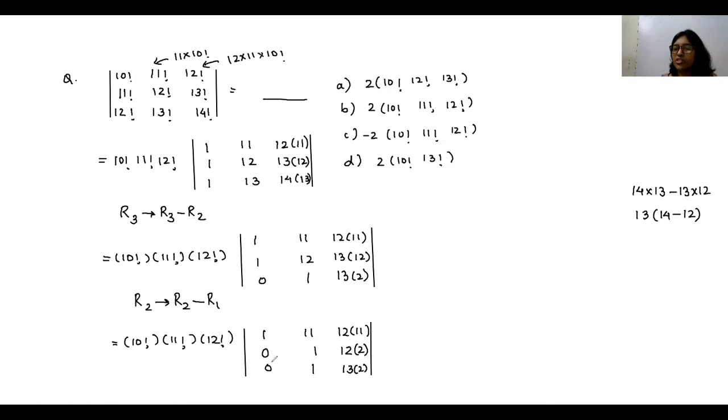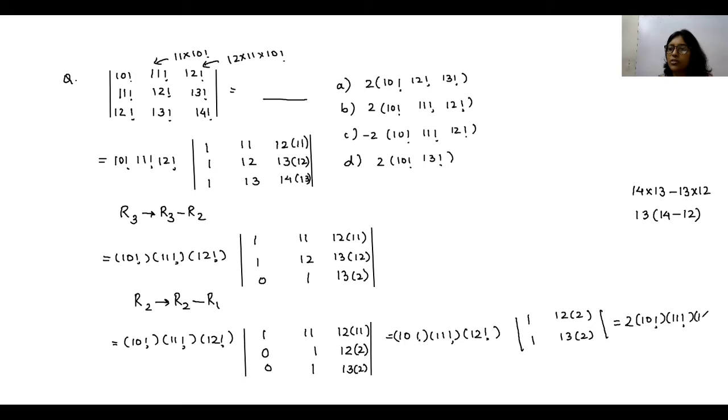After the operation is completed, we have this determinant. Now we will simplify this along the first column. So expanding along column 1, we have 1 into 1, 12 into 2, and 1, 13 into 2. So that is 26 minus 24. So we are left with 2 into 10 factorial into 11 factorial into 12 factorial. That marks the B option.